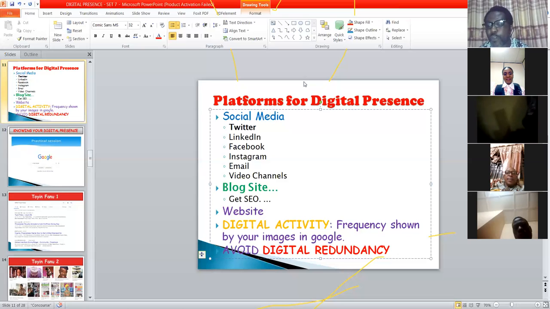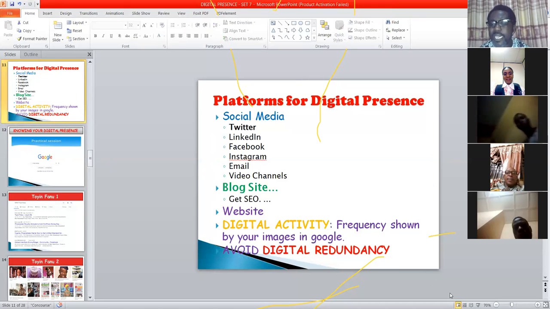Quickly before we round up, let's quickly go into the practical for the first aspect. And the practical is checking who we are.